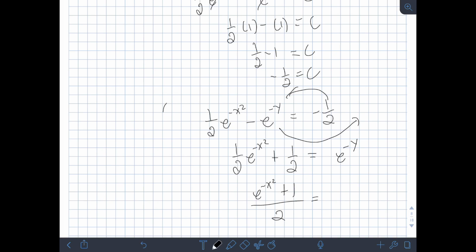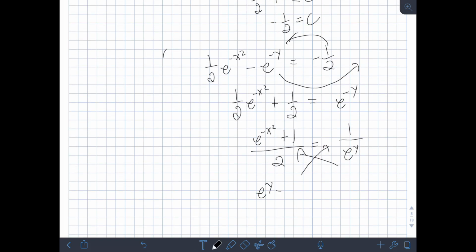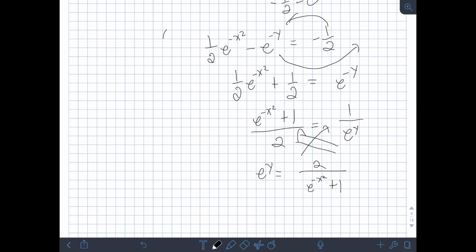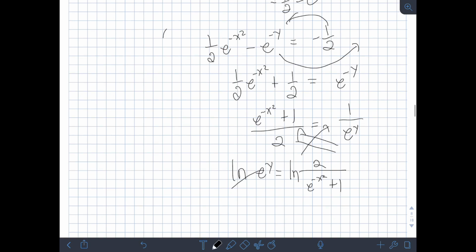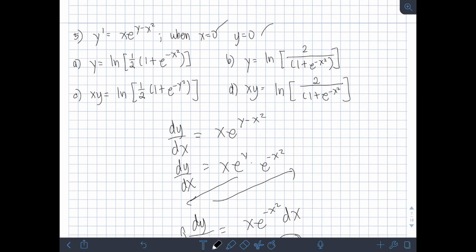equals, this is like 1 over e raised to y. Right? Cross multiply, it becomes e raised to y is equal to 2 over e raised to negative x squared plus 1. Right? And then, take ln of both sides. So, the e will cancel here, becoming y. And then, ln of 2 over 1 plus e raised to negative x squared. Is there something like this in the choices? Okay, there is. Letter B. Okay?